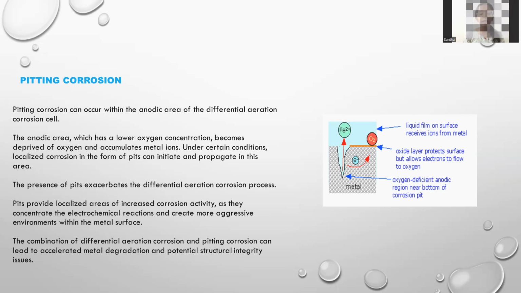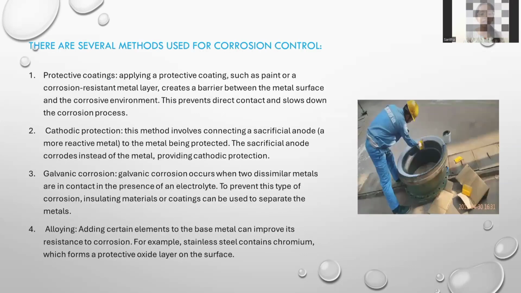Pits provide localized areas of increased corrosion activity as they concentrate the electrochemical reactions and create more aggressive environments within the metal surface. The combination of differential aeration corrosion and pitting corrosion can lead to accelerated metal degradation and potential structural integrity issues.